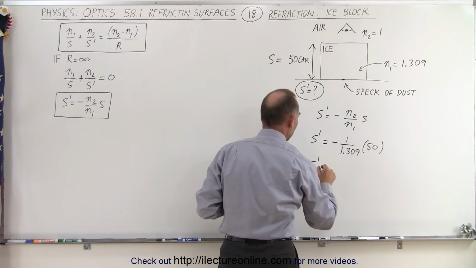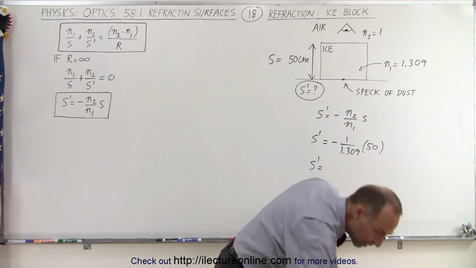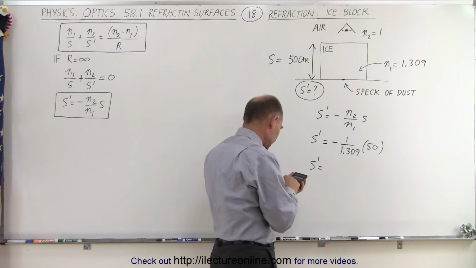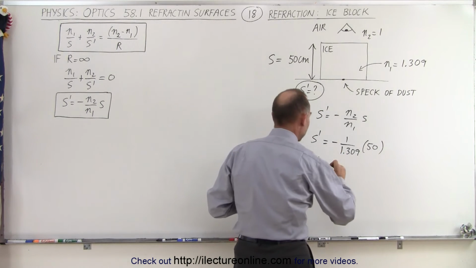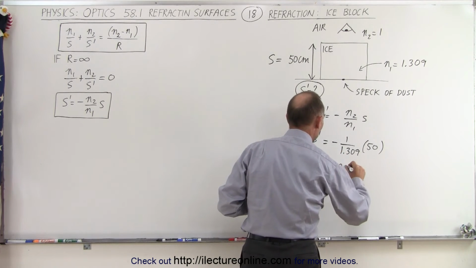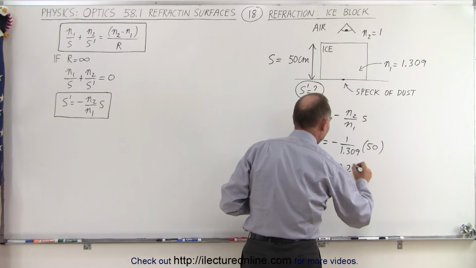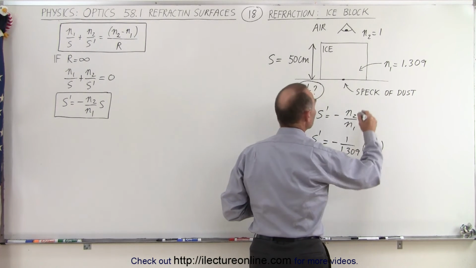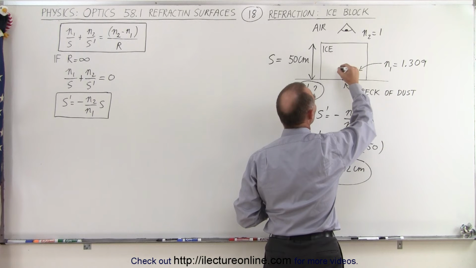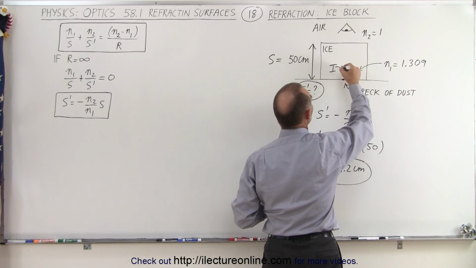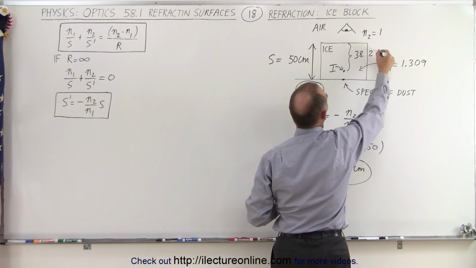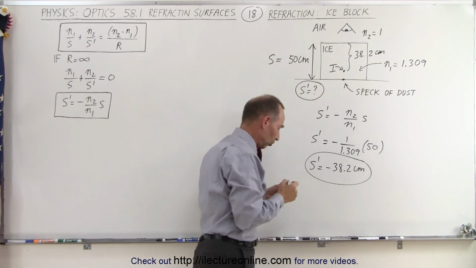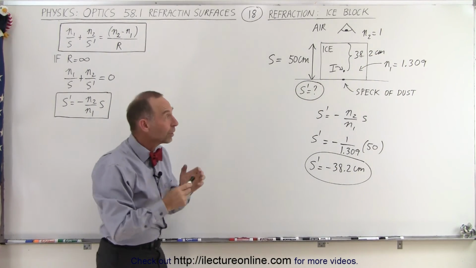So s prime is going to be equal to 50 divided by 1.309. That's going to be 38.2 centimeters, or a negative 38.2 centimeters inside the block of ice, which means that the image will be somewhere in this location right there, at a distance of 38.2 centimeters below the surface. And so that's how we deal with that.